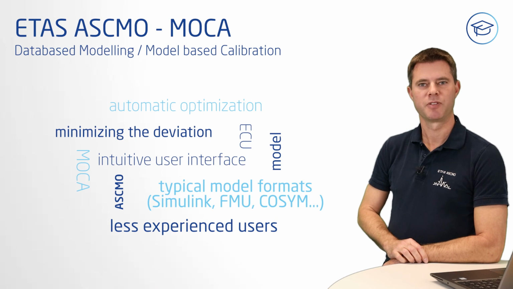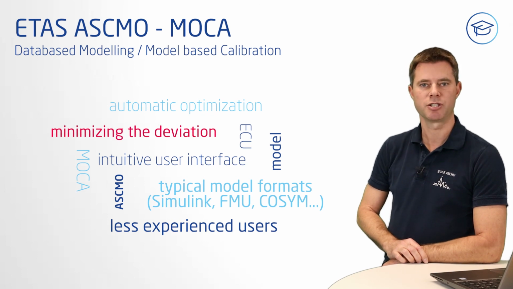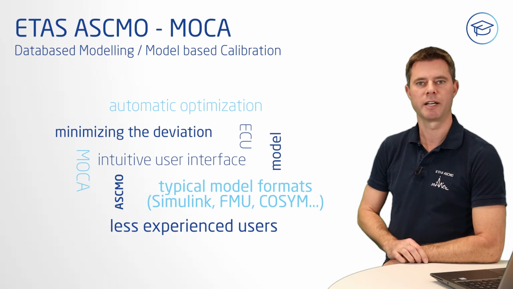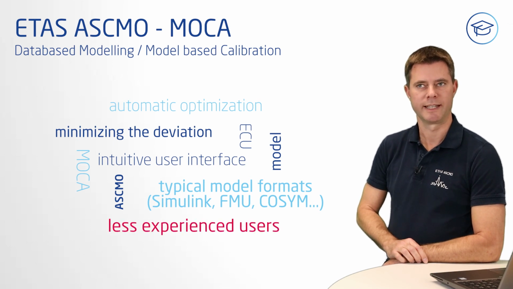Let's summarize. ETAS ASCMO-MOCA enables the automatic optimization of all model parameters at once, while minimizing the deviation between the measured and the model outputs. The needed models can be provided in standard formats, such as formula-based, Simulink, SCAD, FMU and others. With its intuitive user interface, with logical steps, it allows a smooth and easy use even for less experienced users.